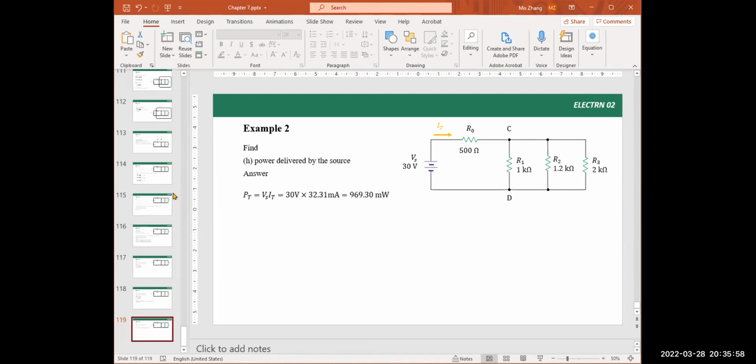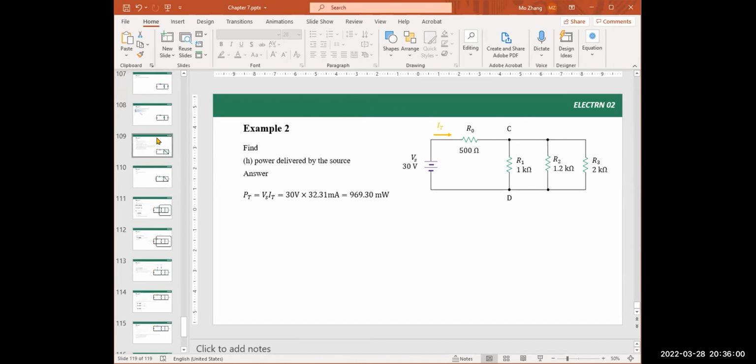Here are all the steps, but later I'm going to export or save this file and put them on canvas. Any questions? No questions, sir. Looks good.